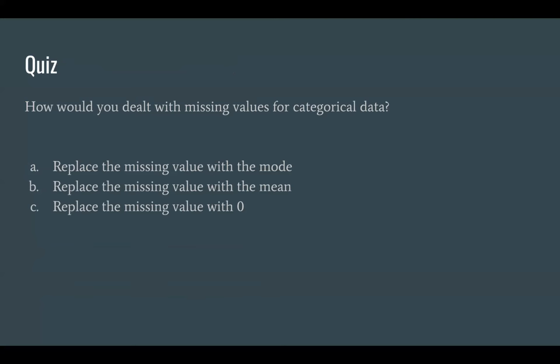Let's have another quiz. How would you deal with missing values for categorical data? A, replace the missing value with the mode. B, replace the missing value with the mean. C, replace the missing value with 0. The answer is A.